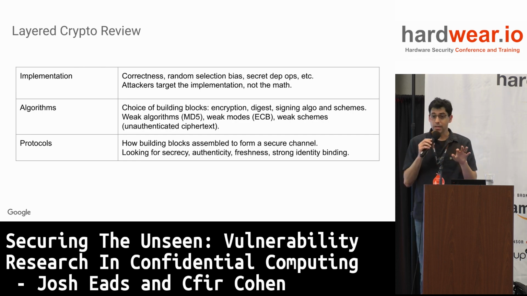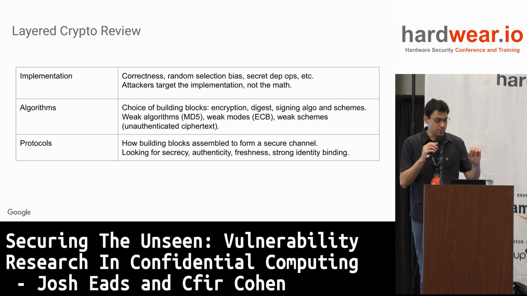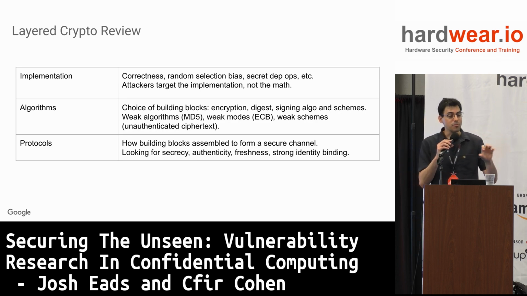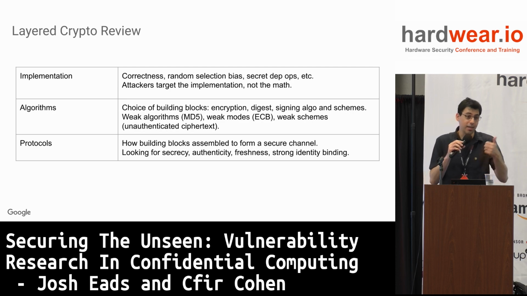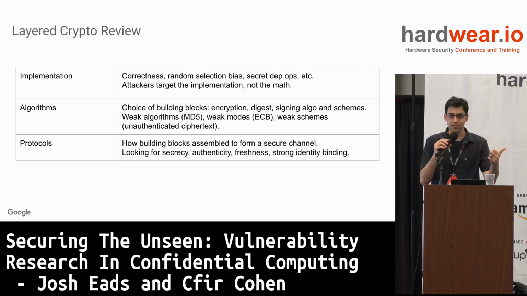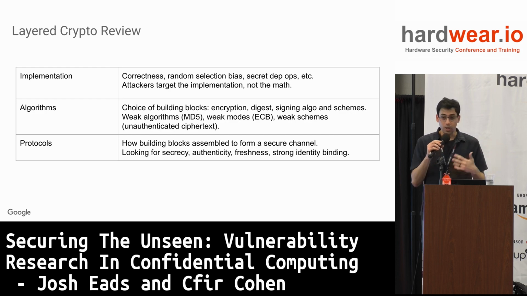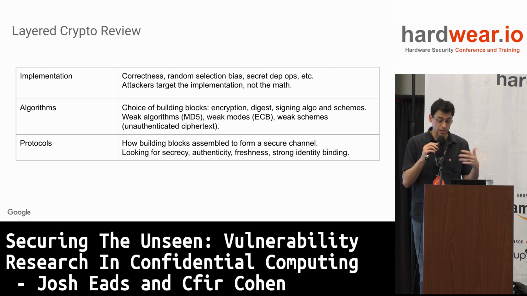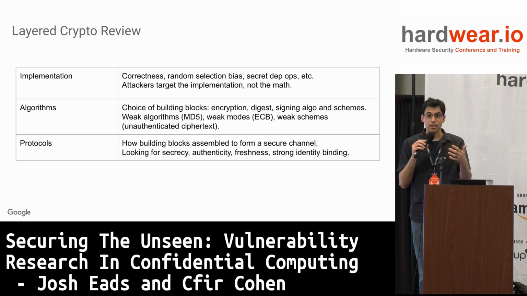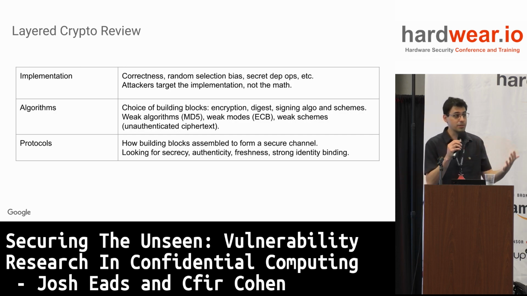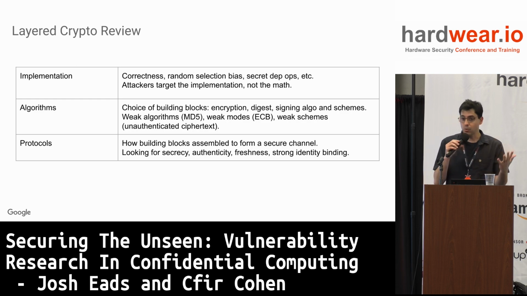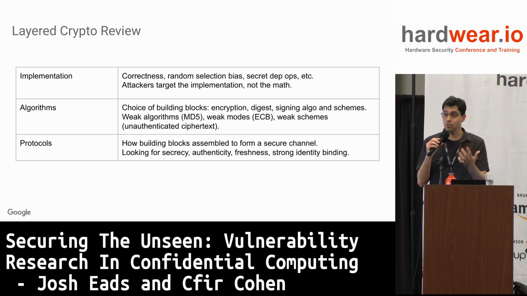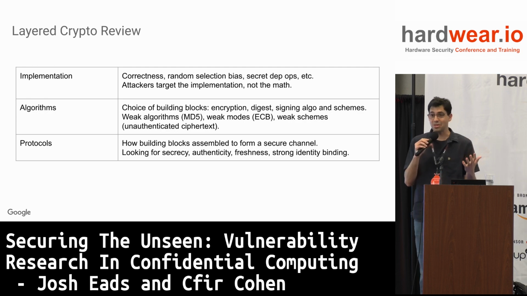All right, just quickly, our approach to cryptography-related reviews is to think in terms of layers. When we audit the implementation, we look for things like correctness. Does it handle all the edge cases for a primitive correctly? We're looking at the source of randomness, and we want to make sure that there's no bias in any random selection. We want to make sure that the implementation doesn't handle sensitive data in non-constant time, right? And I really want to call out that when attackers target crypto implementations, they target the implementation, right? Not the math.